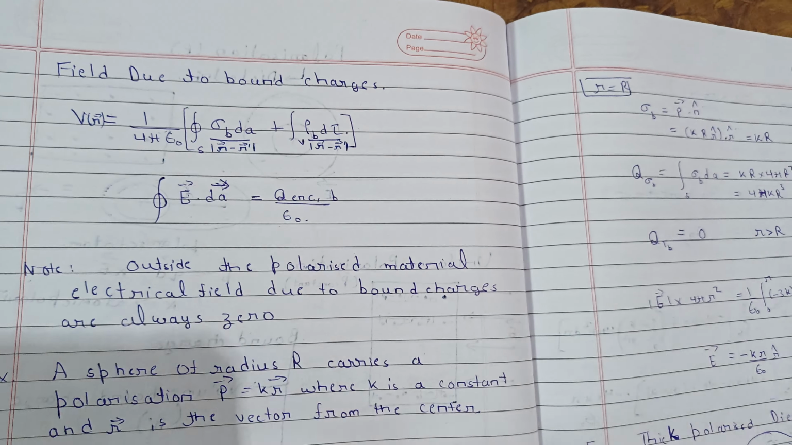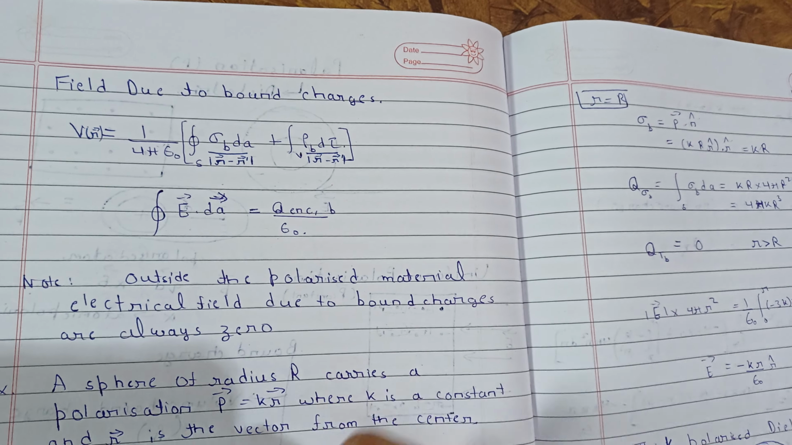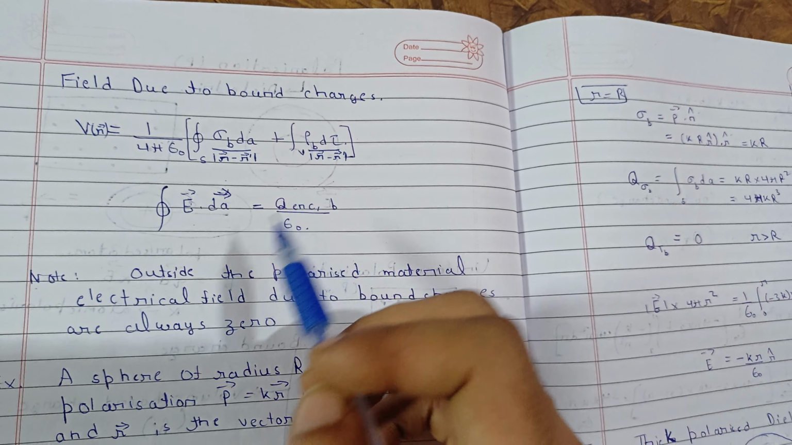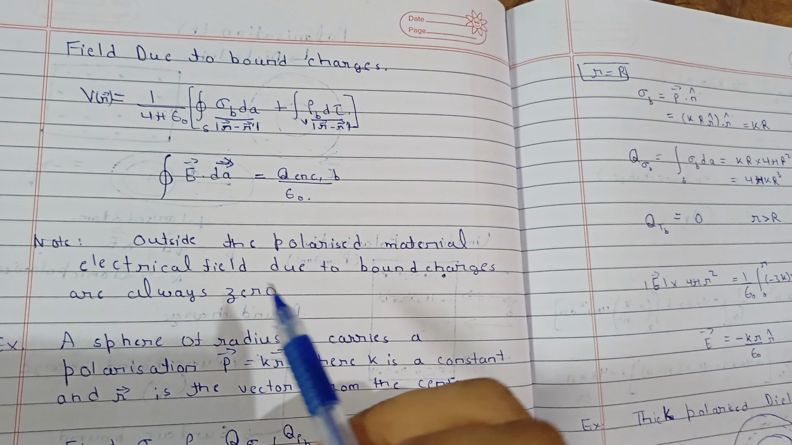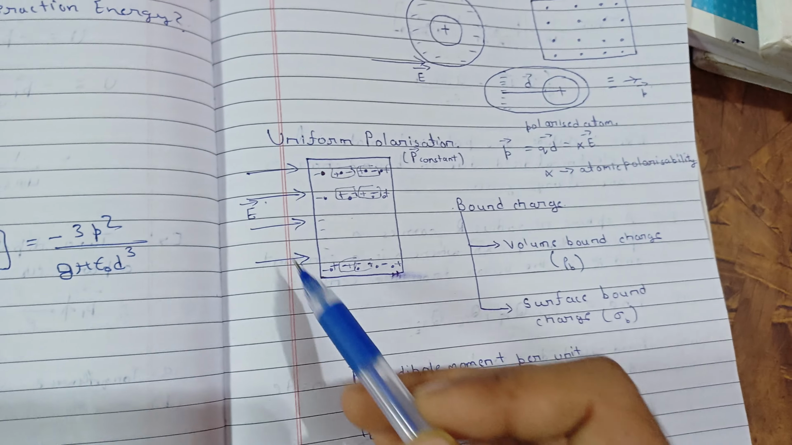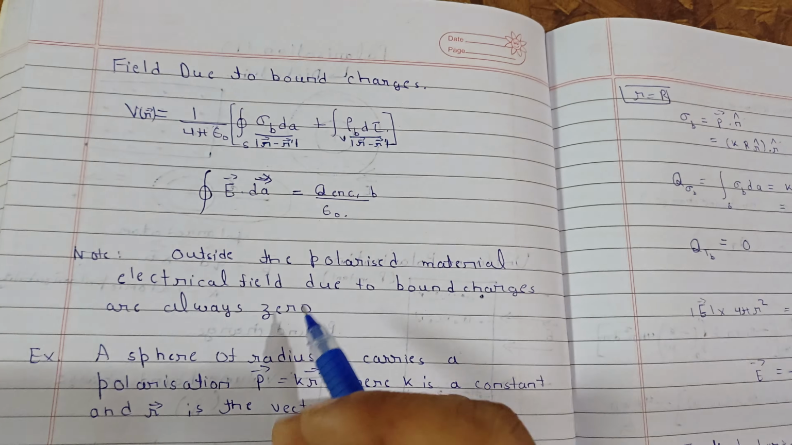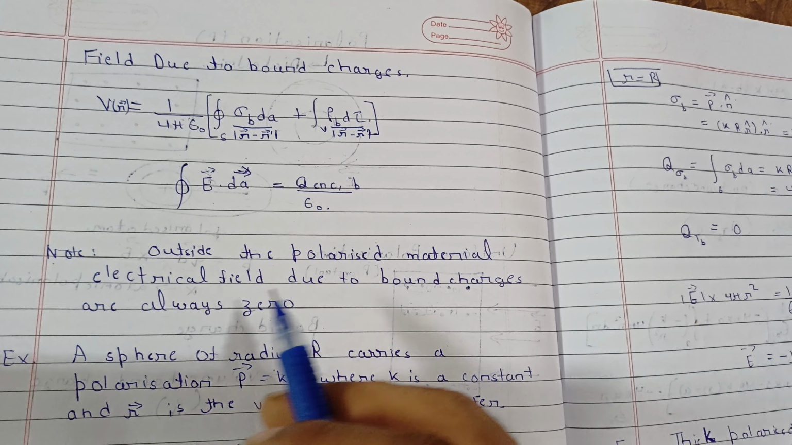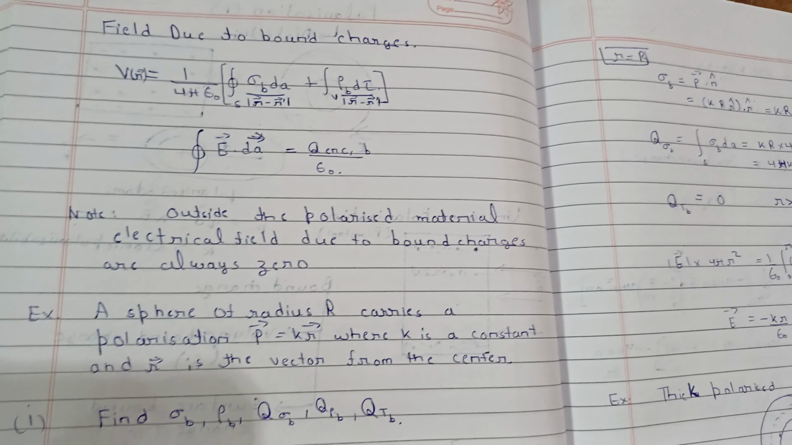So, electric field due to bound charges. Make a surface, and the charge inside that surface divided by epsilon naught, so the total bound charge inside that surface. And remember, outside the polarized material, the electric field due to bound charges will always be 0, because if you make some sphere or any surface outside, the total charge inside is 0. Always remember, we are discussing bound charges.